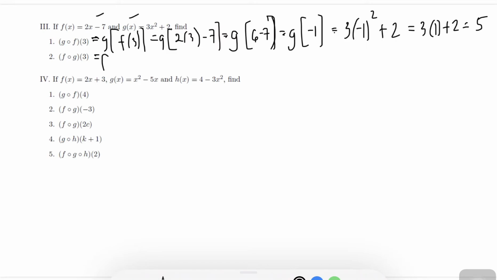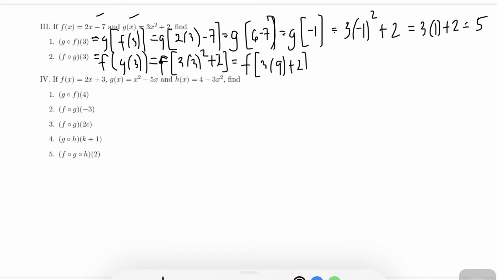Next, if we interchange them, f of g of 3, what is g of 3? G is 3 times 3 squared plus 2. What is this equal to? 3 times 9 plus 2. This will become f of 27 plus 2, f of 29.